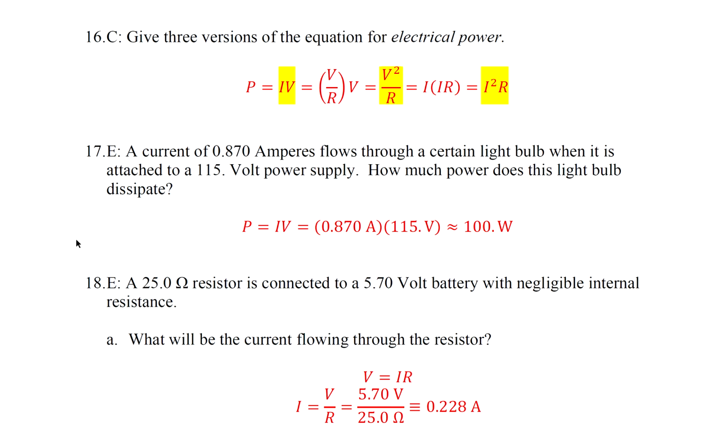Question 17, a current of 0.870 amperes flows through a certain light bulb when it is attached to a 150 volt power supply. How much power does this light bulb dissipate? We'll just use P equals IV.